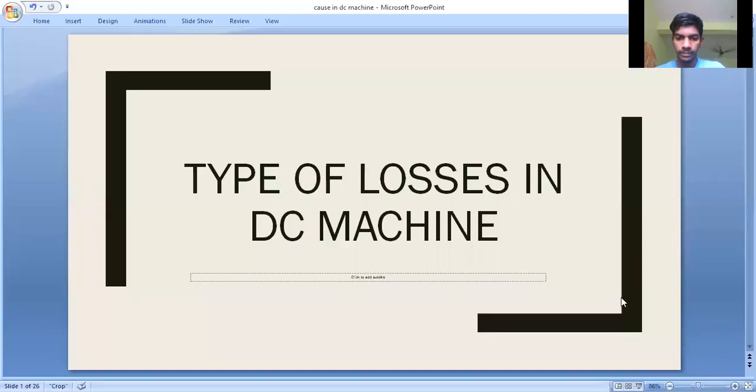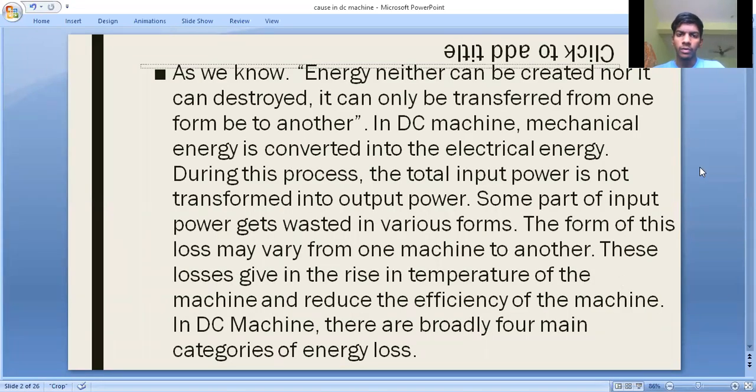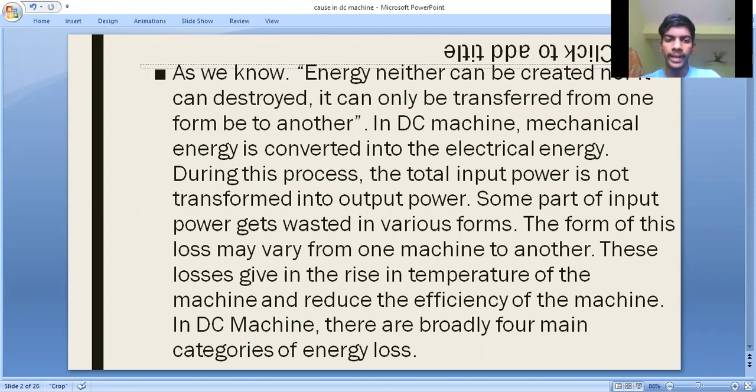Hello guys, today my topic is types of losses in DC machine. As we know, energy can neither be created nor destroyed. It can only be transferred from one form to another. In a DC machine, mechanical energy is converted into electrical energy.